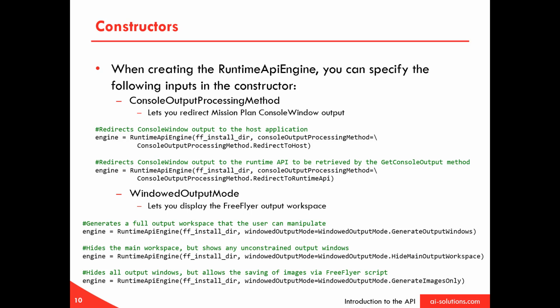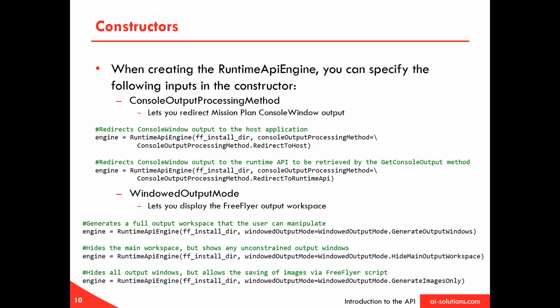So you can choose to generate output windows, which would generate a full output workspace that you can manipulate just like you would in FreeFlyer proper. You can also choose to hide the main output workspace but show any unconstrained windows. And finally, you could choose to generate images only, which would hide all output windows but let you use methods like save image in FreeFlyer script.